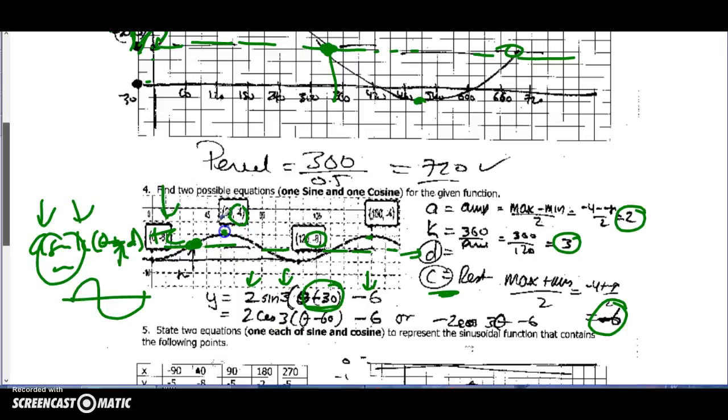This cos starts at the top. Remember, cos curve starts at the top and goes down. So I start at the top and go down. So that's plus 60. The other thing I notice is this starts at the bottom and goes up.